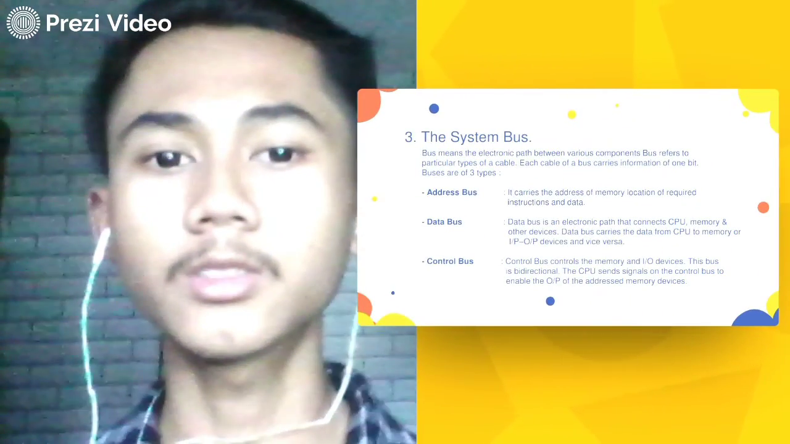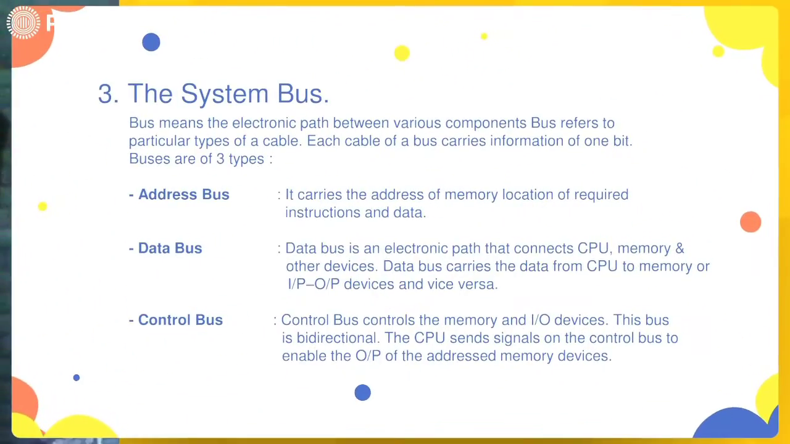Next, the system bus. Bus means the electronic path between various components. Bus refers to particular types of cable. Each cable of a bus carries information of one bit. Buses are of three types. First, address bus. It carries the address of the memory location of the required instruction and data.